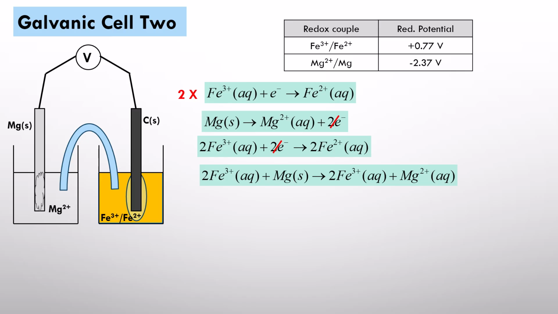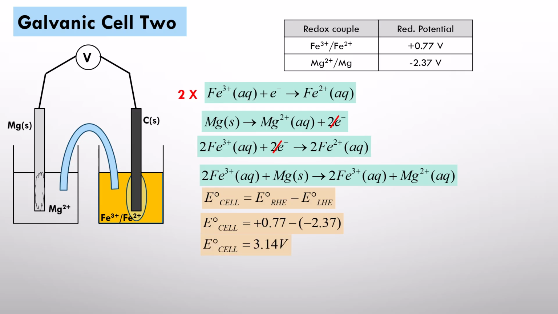Last thing that we need to do now is work out the E cell, the voltage produced from this galvanic cell. We do that by taking the right hand electrode and subtracting the left hand electrode. So we find the value for the iron, and we minus the value on the left hand side, which is the magnesium. So E cell equals right hand electrode potential minus left hand electrode potential. We get positive 0.77 minus negative 2.37. And the answer we get is 3.14 volts.